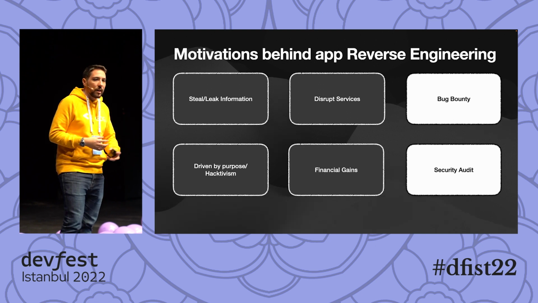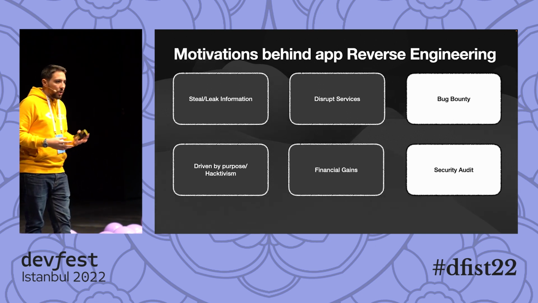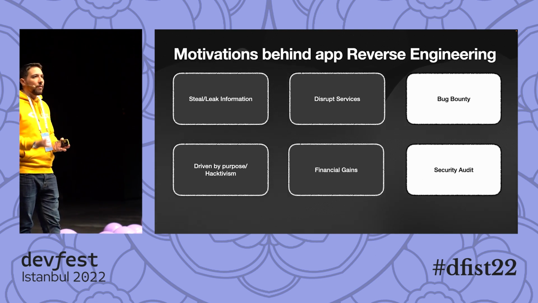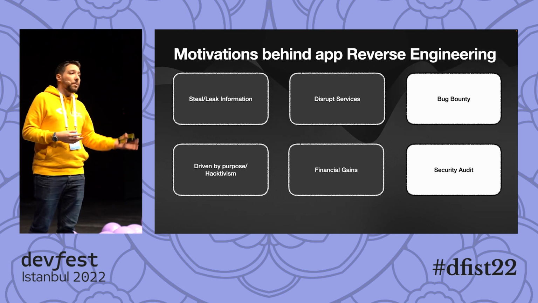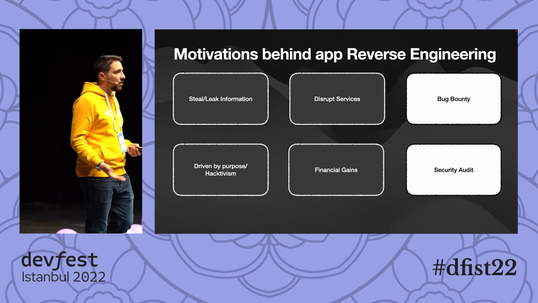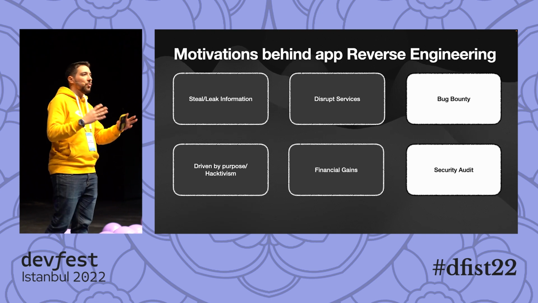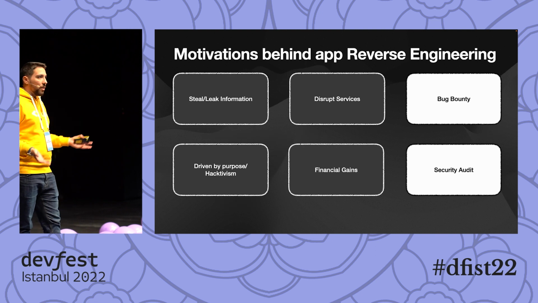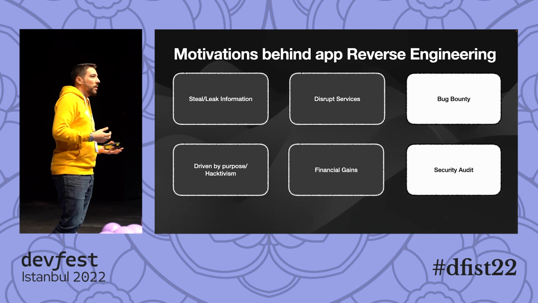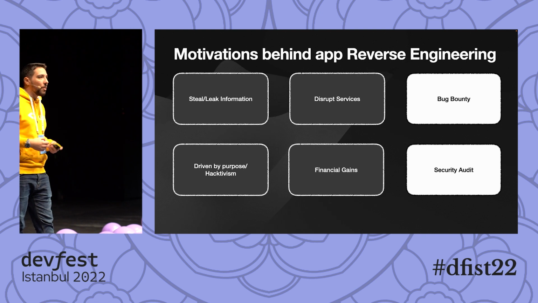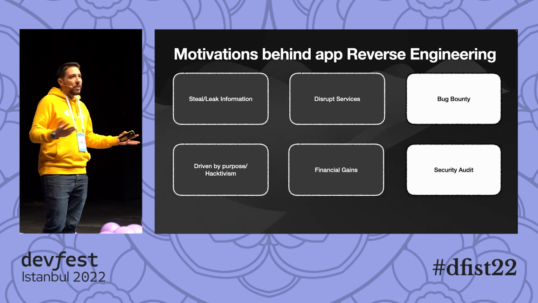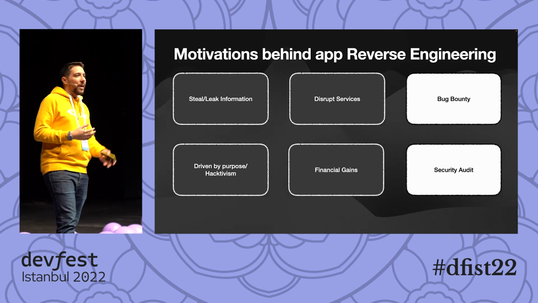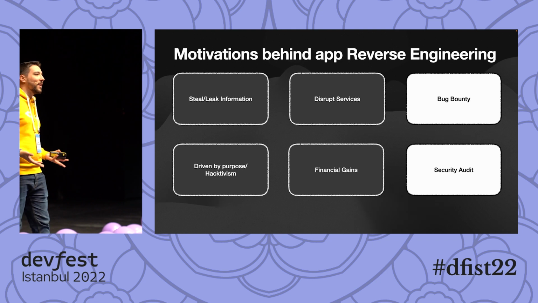Why are we having all this reverse engineering happening? So first and foremost is usually either to steal or leak information. It might be to disrupt some services. So let's say that you have a service that's running frequently and somebody wants to just disrupt this whole smooth operation. It might be driven by purpose. So, you might have heard of hacktivism. That has actually spiked up the last couple of months. And then, of course, is always the usual reason, which is financial gain. Economy is behind everything. So, of course, behind hacking, there are always some financial gains as well.